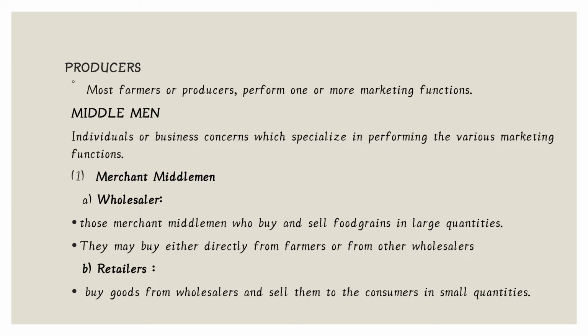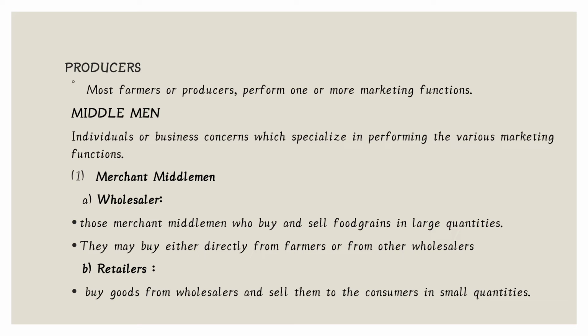Coming to the middlemen. Middlemen are those individuals or business concerns which specialize in performing the various marketing functions and rendering such services as are involved in the marketing of goods. They do this at different stages in the marketing process. The middlemen in food grain marketing may be classified as merchant middlemen. Merchant middlemen are those individuals who take title to the goods they handle. They buy and sell on their own and gain or lose depending on the difference in the sale and purchase prices. They may suffer losses with a fall in the price of the product.